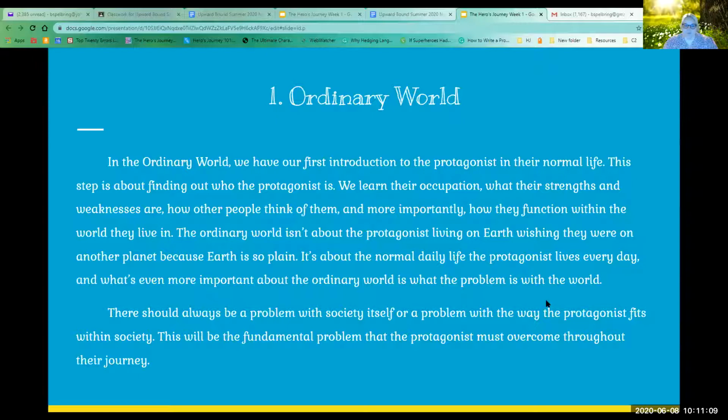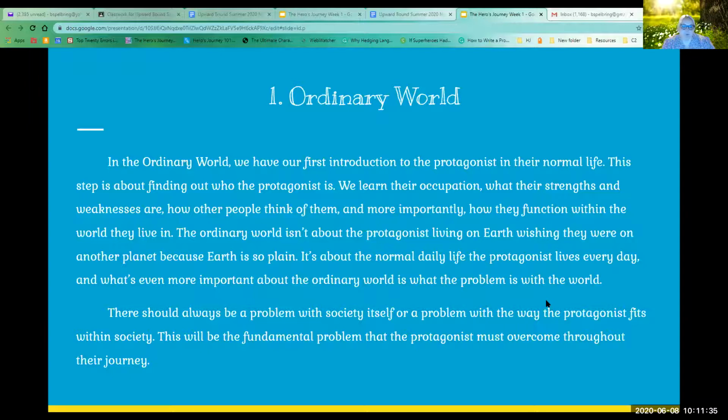and that's very important. So the ordinary world is going to just be an everyday kind of mundane place. It's not supposed to be exceptional. So in the ordinary world, we have our first introduction to the protagonist in their normal life. And that's what you're going to be writing for Thursday. You're going to set the ordinary world and the character in that world.